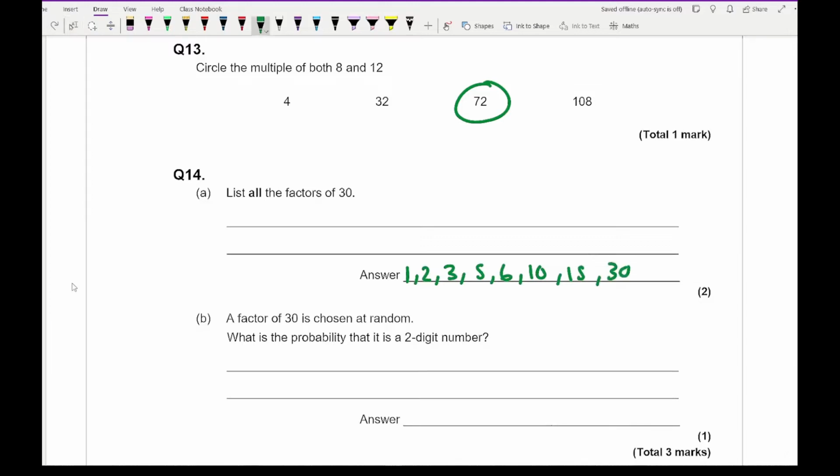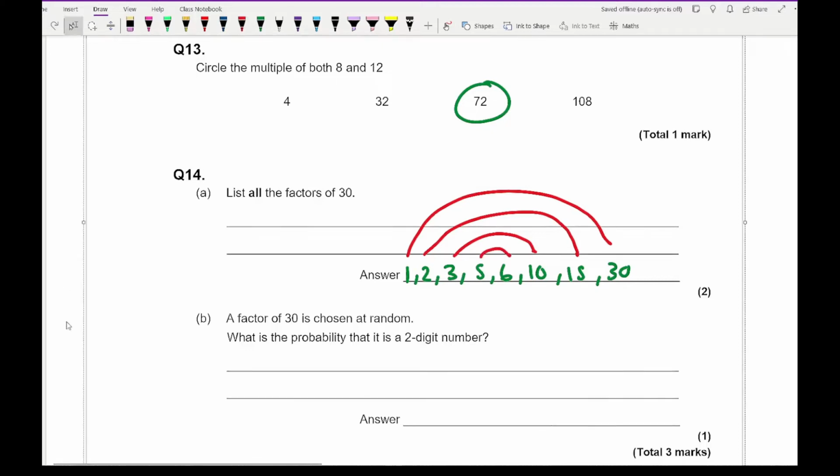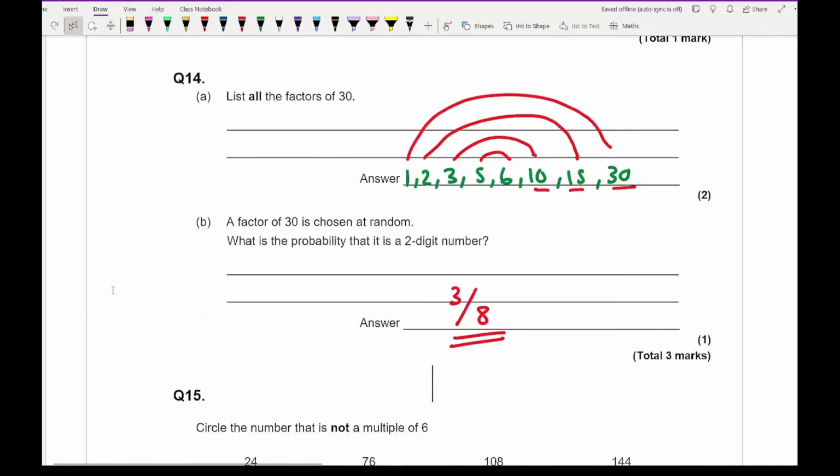Now it does help writing them in order, and the reason for that is because you can do 1 times 30, 2 times 15, 3 times 10 and 5 times 6. Then moving on to part B, it says a factor of 30 is chosen at random. What is the probability that it is a 2-digit number? Well, there are only 3 2-digit numbers, and there are 1, 2, 3, 4, 5, 6, 7, 8 possible factors. So the answer is 3 over 8.